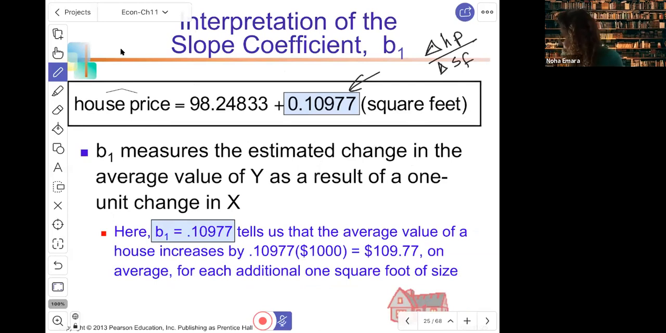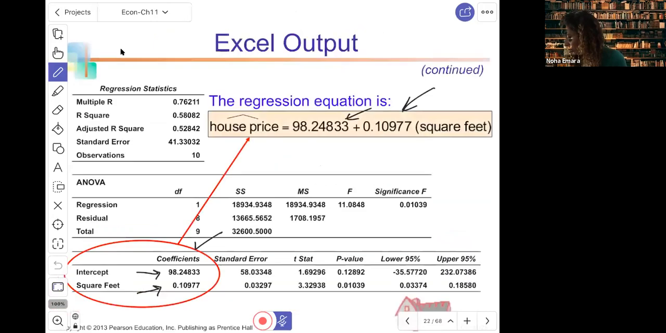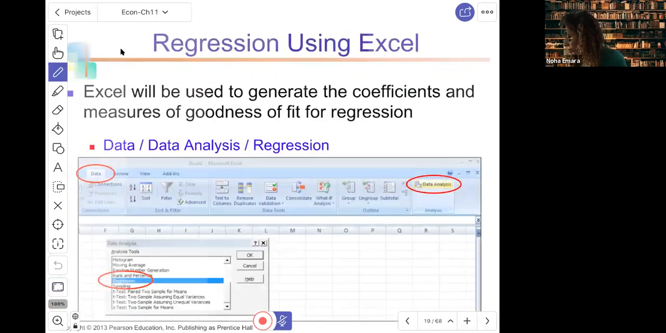Okay, so here it's easy to read. The average value of the house increases by the slope. You multiply it by 1,000, so you get a sense out of your results. And then for each additional square foot, there is an increase of $100.77. And this is always on average because I have many houses. The observations here are not huge. It's how many houses we have.